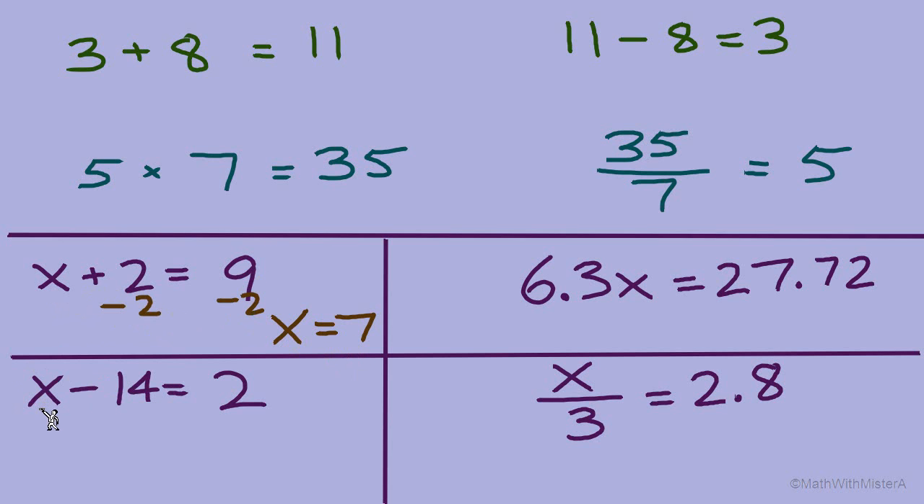Looking at the subtraction problem, x minus 14 equals 2, so we'll do the opposite. From the number x, instead of take away 14, we will add 14. So 2, when we add 14, we see x equals 16.